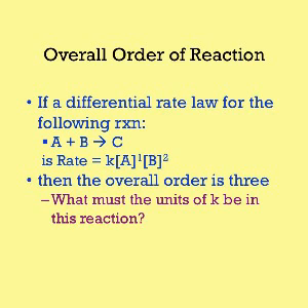a differential rate law for a reaction A plus B yields C, and we had determined that the order of A was first and the order of B was second, then our rate law is rate equals K times the concentration of A to the first times the concentration of B to the second. The overall order is 3. So now I want you to think about what the units of K have to be in this reaction.